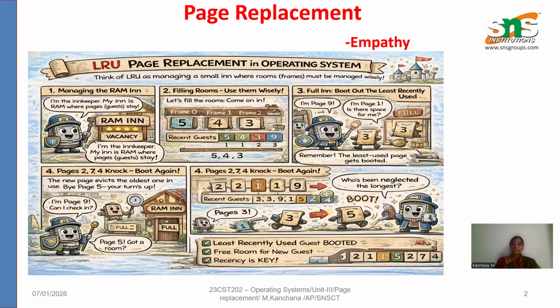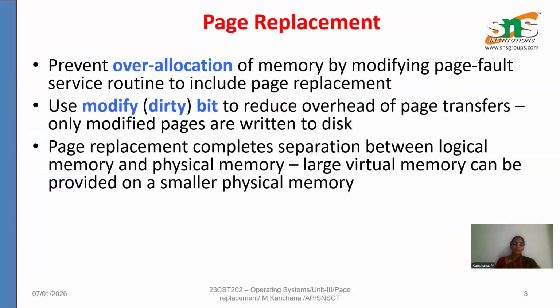Before we talk about the specific algorithms, in my last video we discussed the page replacement algorithm. Why we need a page replacement algorithm, and its main job is to prevent over allocation of memory, right? We want to give users a massive virtual memory experience, even if the physical RAM chip inside the computer is quite small. So this completes the total separation between logical memory and physical memory. But swapping the pages back and forth between fast RAM and slow hard disk creates overhead. To fix this, the operating system uses a trick called the modified bit. In my last video, we explained this.